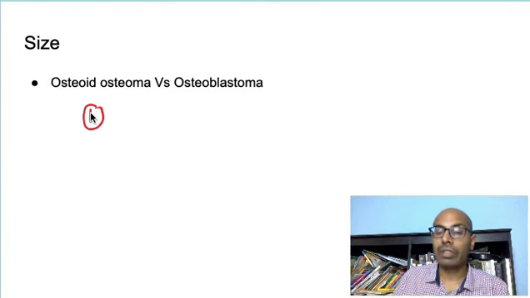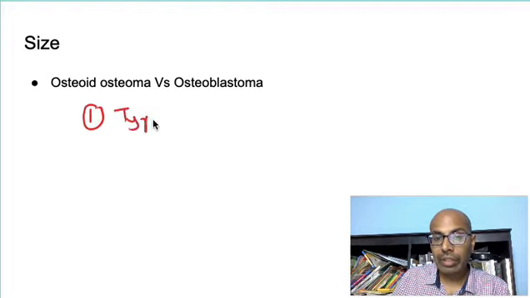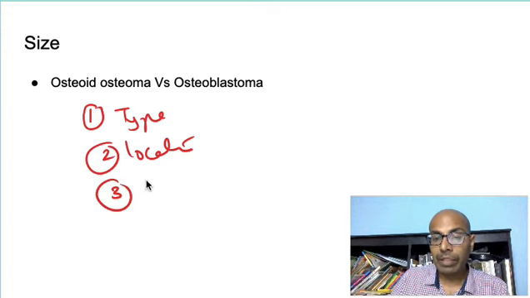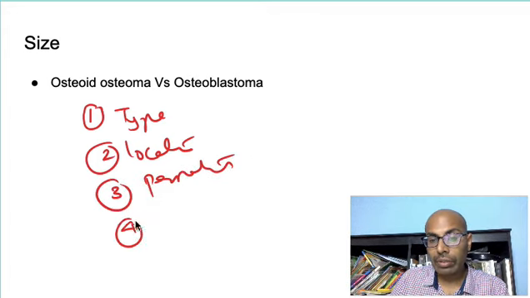So far we have seen 5 characteristics that we have to see about a bone lesion. The first one is the type of bone involved, right? The second one is the location in the bone, right? And the third one is the periosteal reaction, right? And the fourth one is the zone of transition.